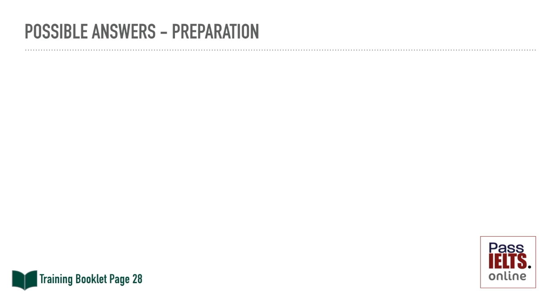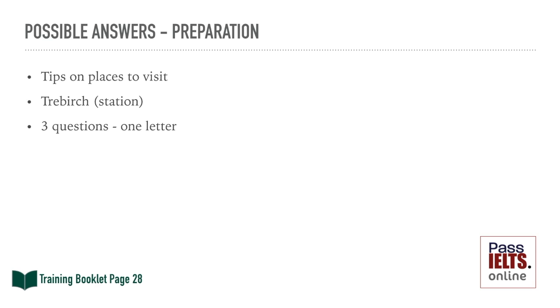Now you have time to look at the possible answers from your preparation, which you can read in the back of your training booklet and on this slide. If you need more time, just press pause. First of all, the talk is about places to visit. The first key word might be Trebirch Station. There are 3 questions, 1 letter each for each answer. You have to choose 3 options from a list of 7, and your answers are letters.